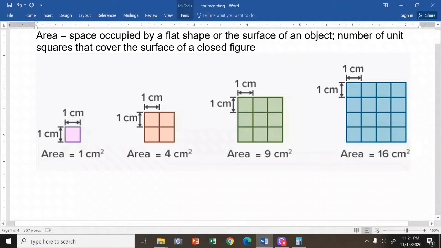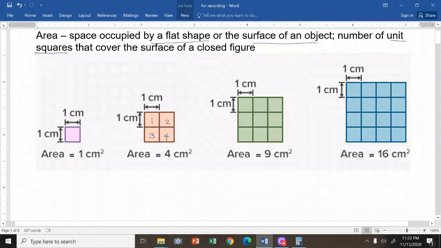So, we define area as the space occupied by a flat shape or the surface of an object. So, we're discussing here about yung space niya na pwede nating i-measure in terms of unit squares. So, yung unit squares na tinatawag natin is, for example, meron tayong isang space. Okay, so let's say, itong space na to, itong square na to. So, sa square na to, sa space na to, pwede ka makapaglagay ng 1, 2, 3, 4 squares. Okay? Itong mga small squares na to, ang measurement niya is 1 centimeter on each side.